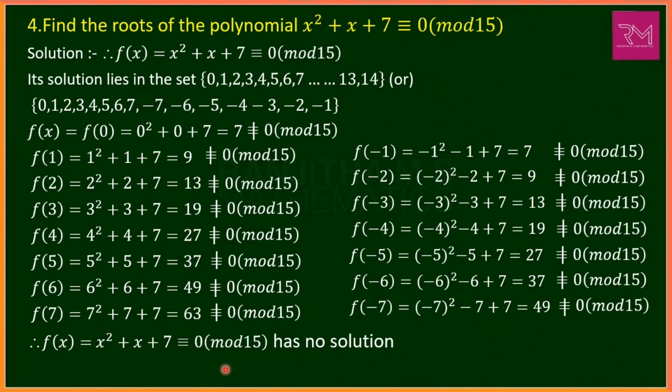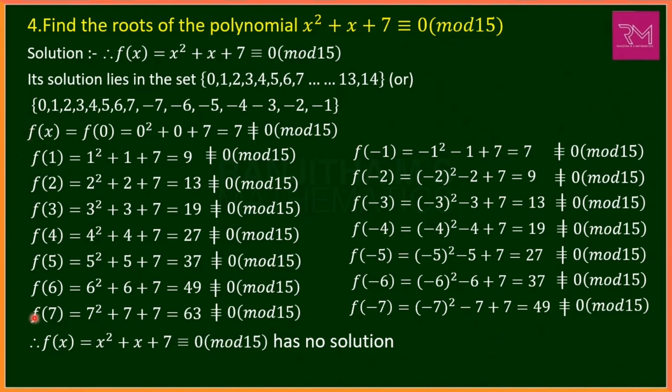So this completes the problem. Here, instead of doing all this procedure, we can split mod 15, we can split the m value as 3 into 5. So 3 into 5 is 15. So we can find the value for the bigger factor, that is m is 5. For the value 5, we can substitute x value 0, 1, 2, 3, 4.